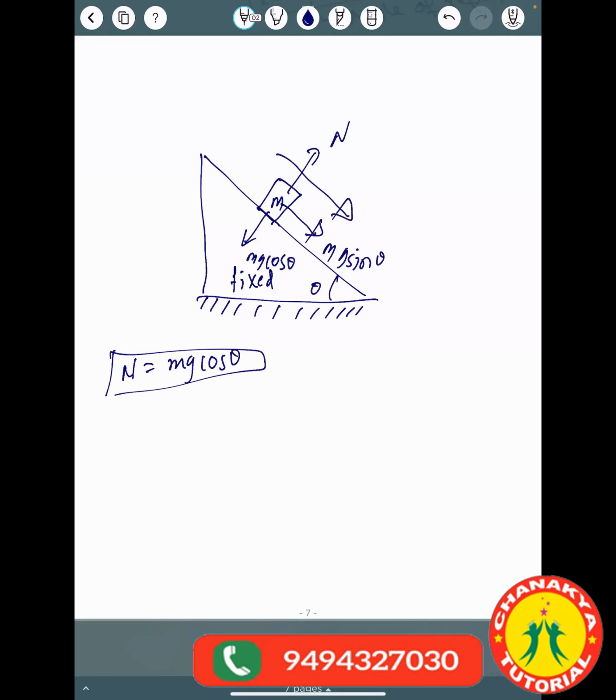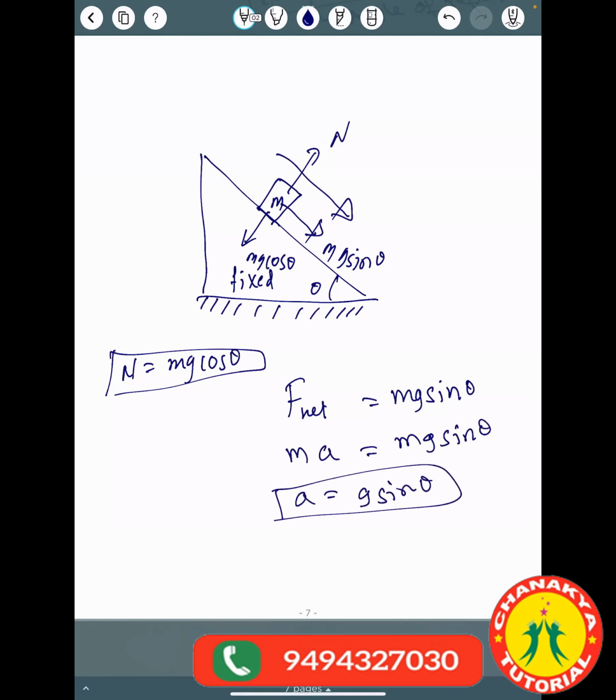So what is the net force on the block? The net force is nothing but mg sin theta. If I want to calculate its acceleration, F net is equal to m into a, which is equal to mg sin theta. From here a is equal to g sin theta, since m got cancelled. Any doubt, guys? No, sir. Okay.